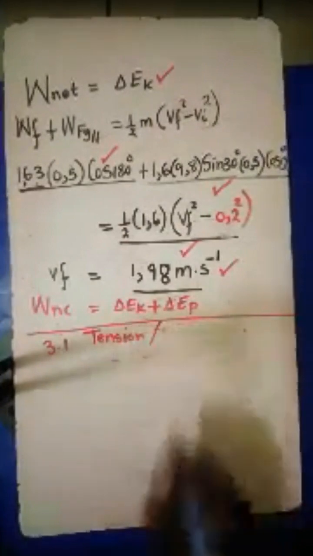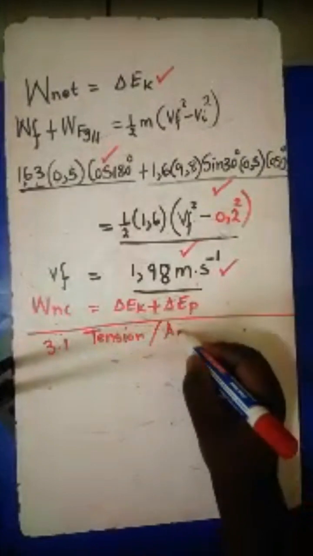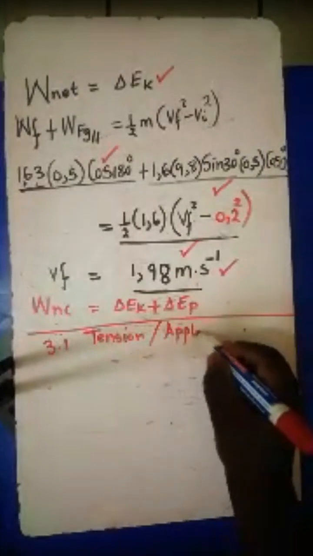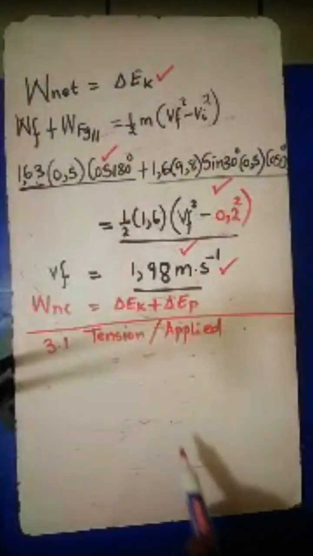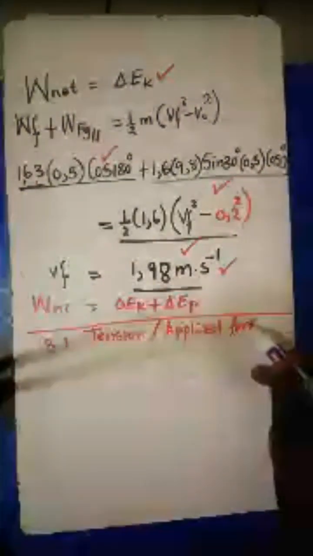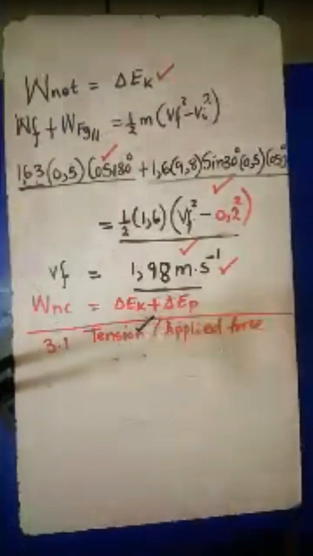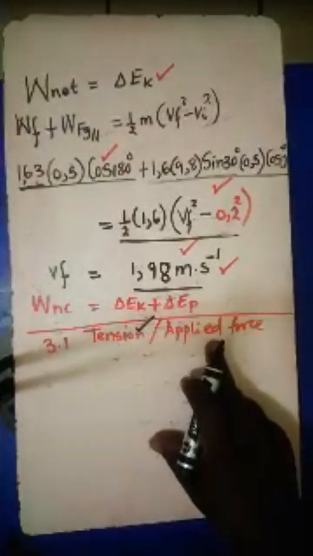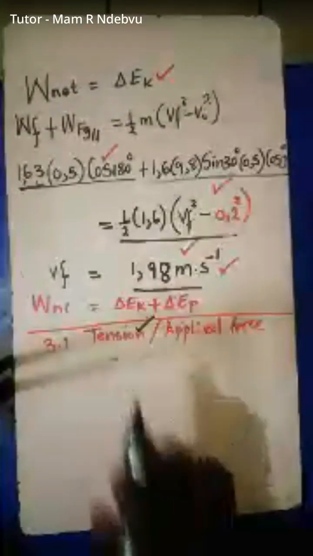We also accept applied force. Though it's not that good, we also accept applied force, because they said it was lifted up, it was pulled upwards. But the best answer is tension, because there's a string, so there's a force going up called tension. If you mention applied force, we also mark it correct. But the best answer must be tension.